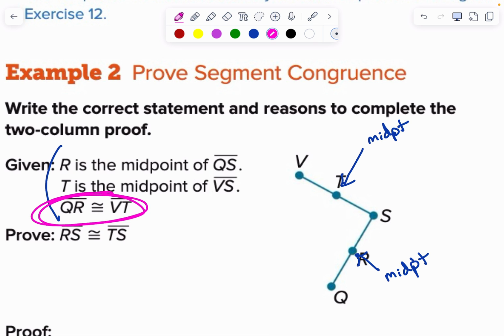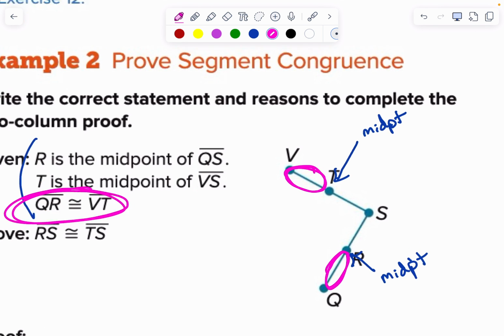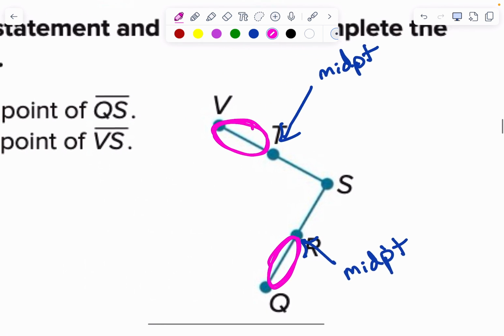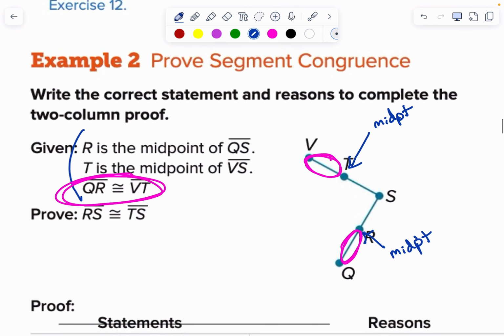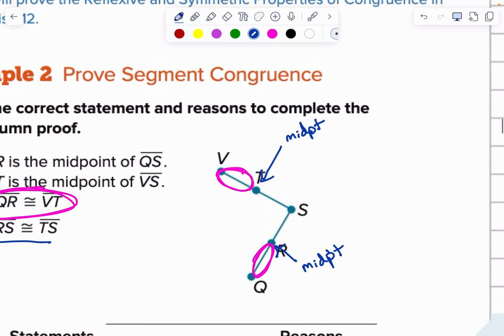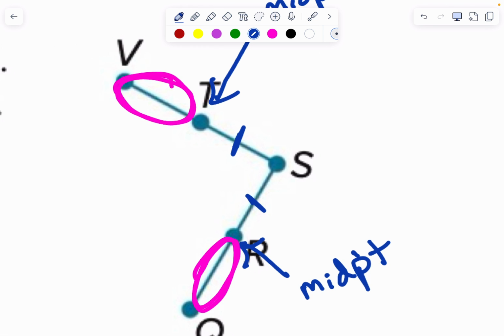I'm circling him in pink. QR and VT are the same. QR is this little guy and VT is this little guy. Yeah? Okay. We are trying to prove that RS and TS are the same. RS is this guy and this guy. And TS is that guy.